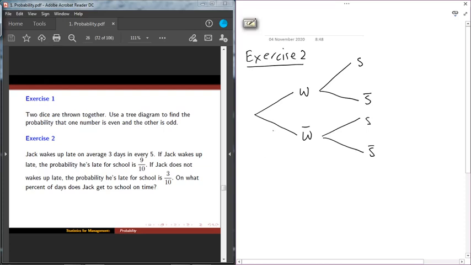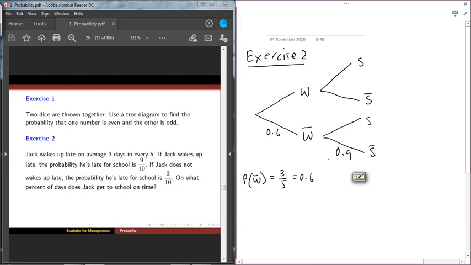So what is the probability that Jack wakes up late? Jack wakes up late on average 3 days in every 5 days. So the probability of waking up late is 3 out of 5. This is 0.6. So 0.6 is here. And we fill up the tree with the information first. If Jack wakes up late, here we are, the probability he is late for school is 9 over 10. 9 over 10 is 0.9.